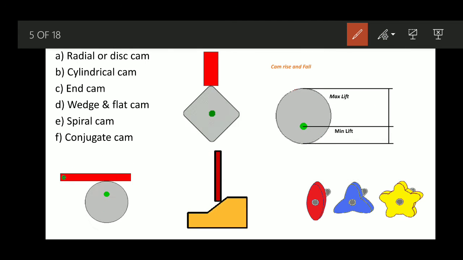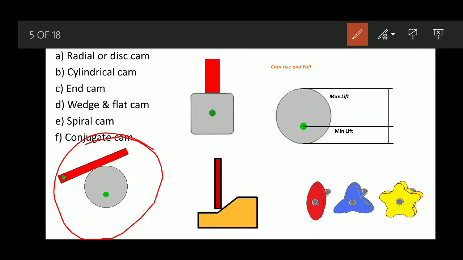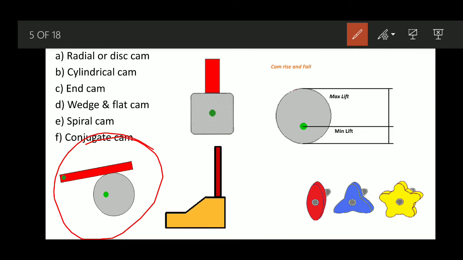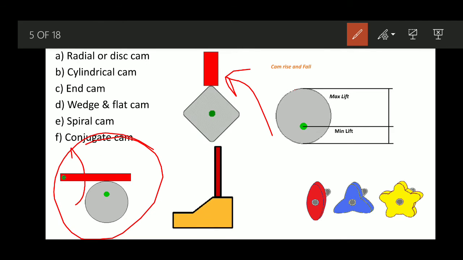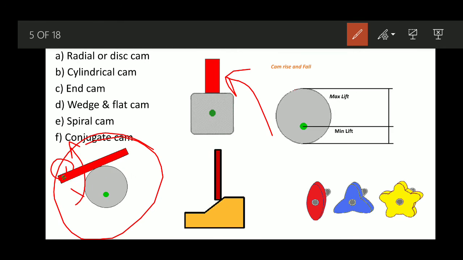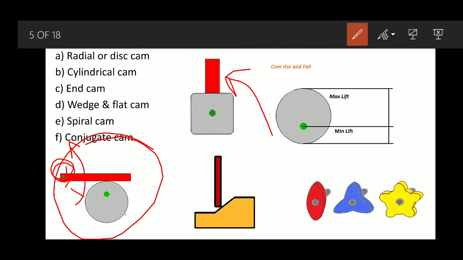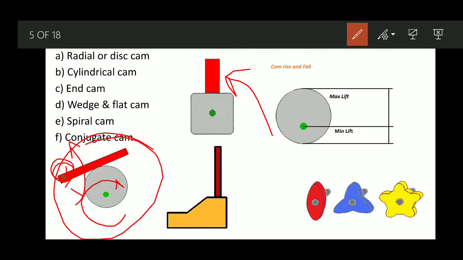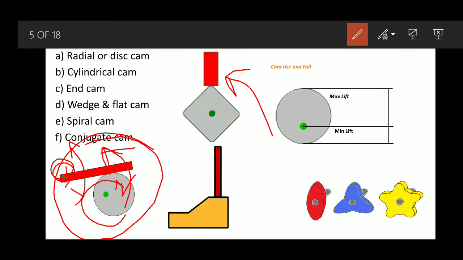Similarly, in this case you can see the follower movement may be translation type, as you can see here. It may also be oscillating. Here, if the cam is in this position, the green point is actually a pin joint or pivot. Because of the rotation of the cam, the follower gets this kind of oscillating motion. So this is an oscillating follower.